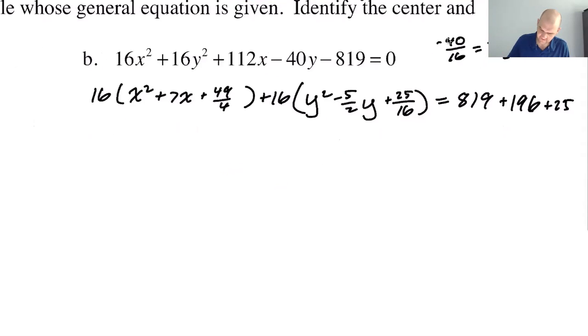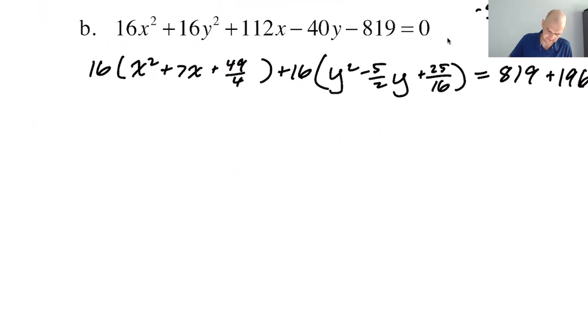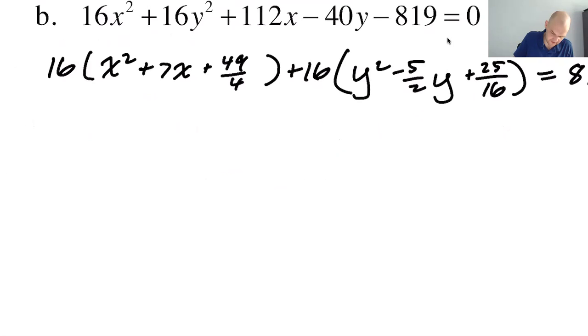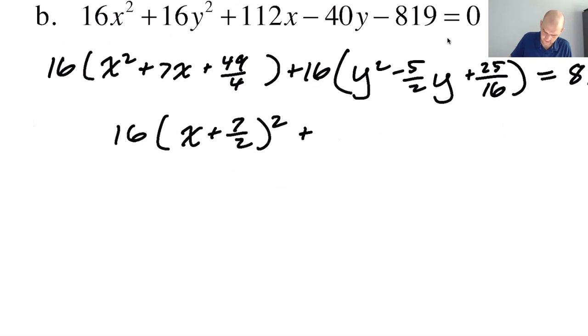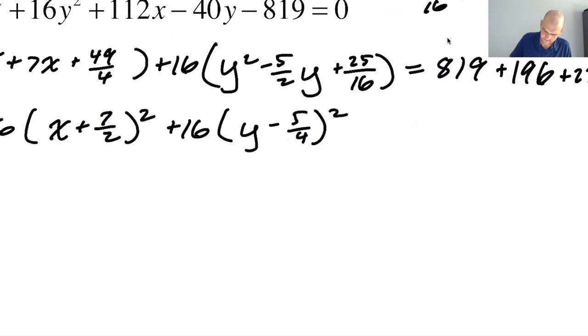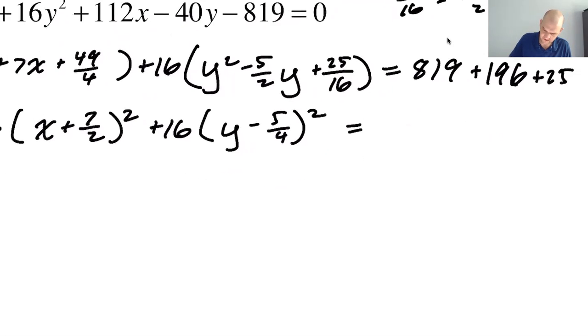So let's see if this works out nicely-ish. I don't know how it could. So we get 16 times (x plus 7 halves) squared plus 16 times (y minus 5/4) squared equals, what do you equal?